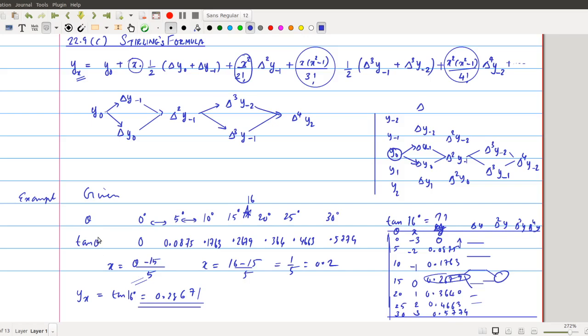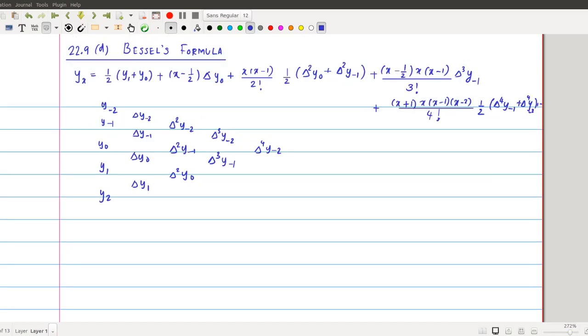Okay, next we discuss Bessel's formula. This is Bessel's formula: yx equals half of y1 plus y0, plus x minus half into delta y0, plus x into x minus 1 divided by 2 factorial into half of the average of these two numbers, and so on.